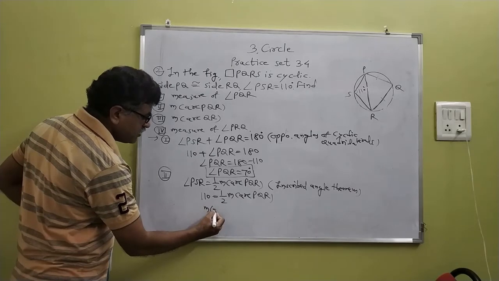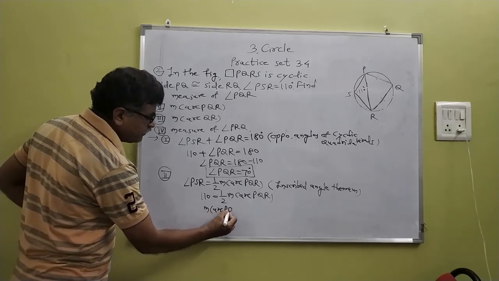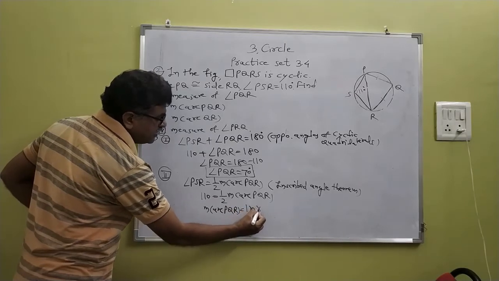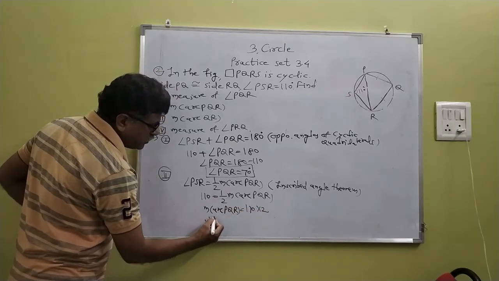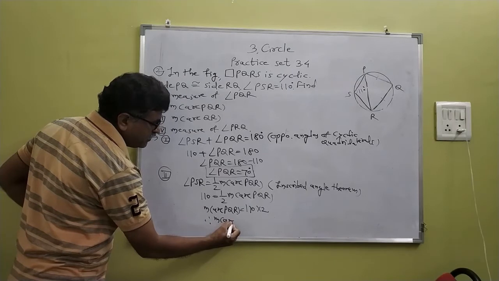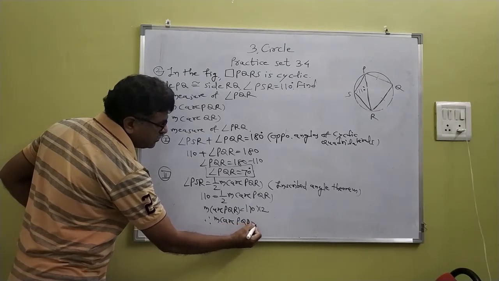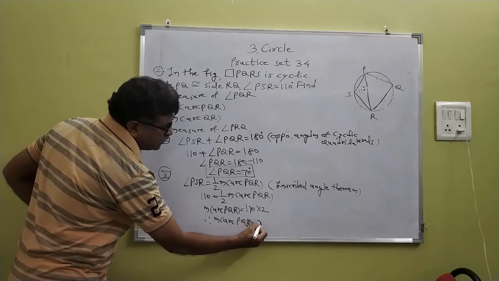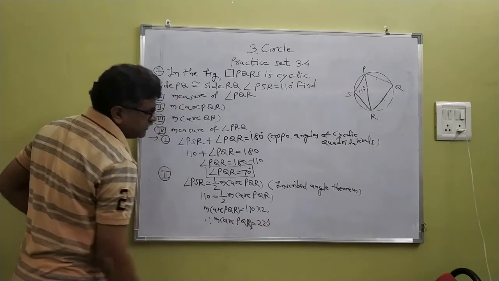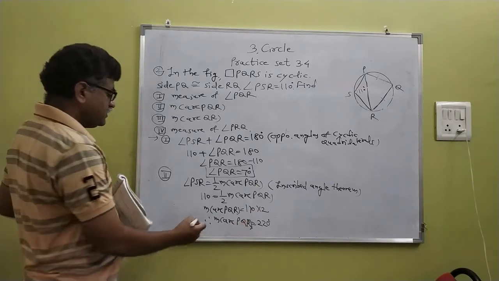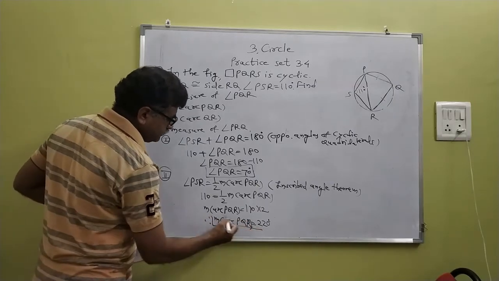Therefore, the measure of arc PQR is equal to 110 into 2. Therefore, the measure of arc PQR is equal to 220 degrees. This is the second.